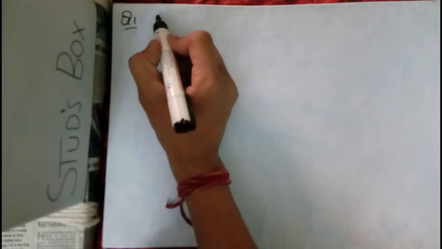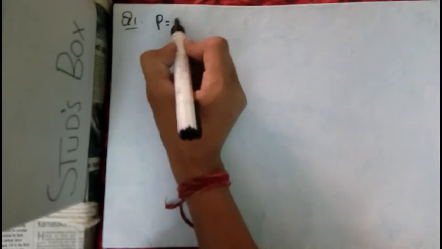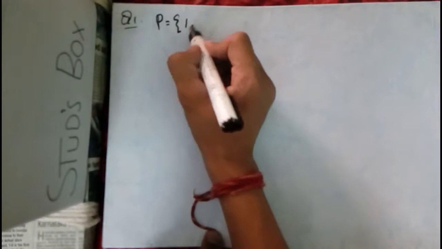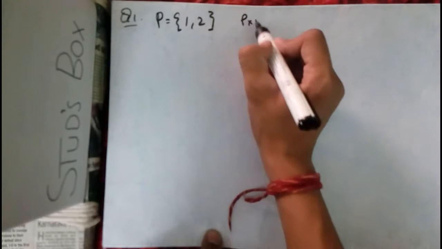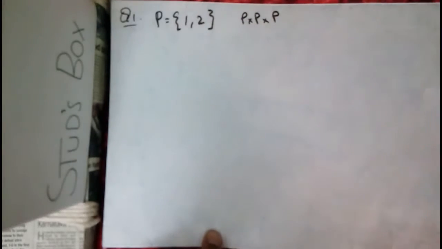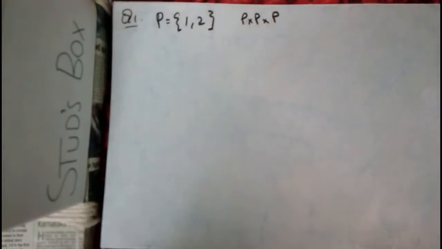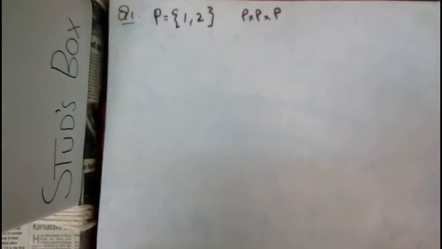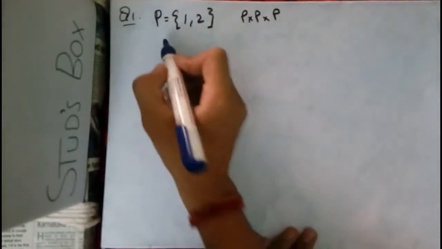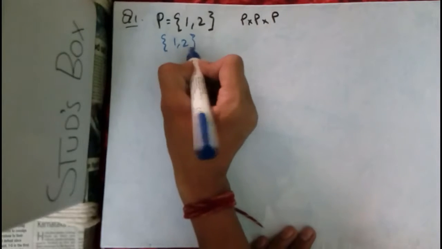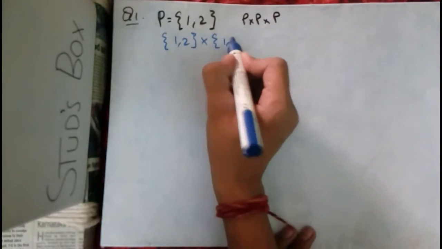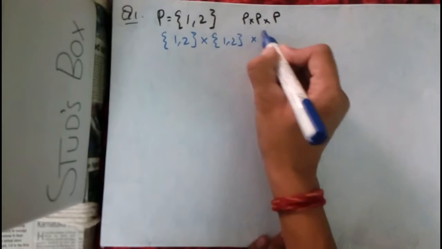Question 1 is, we have been given a set P which contains two elements, 1 and 2, and we have to find P cross P cross P. Now here we will use the same funda that we have used in Cartesian products. Basically, this question is demanding us to find {1, 2} cross {1, 2} cross {1, 2}.